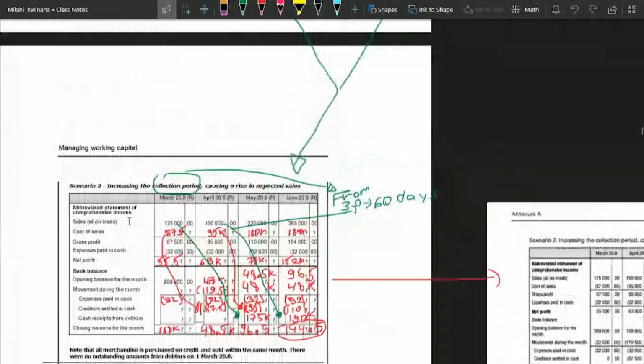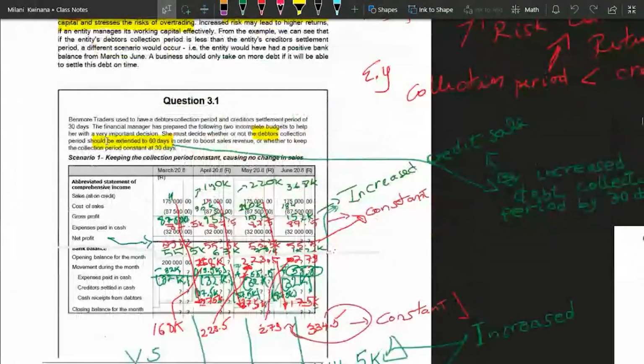Scenario 2 is when we want to increase, because remember here again, the choice that we have is either to keep the collection period constant. It means that we are collecting the money that is owed to us the next month. So if money is owed to us in March, we're going to collect it in April. What was to be collected in April will be collected in May. What they owe us in May will be collected in June. So it's just one month later collection.